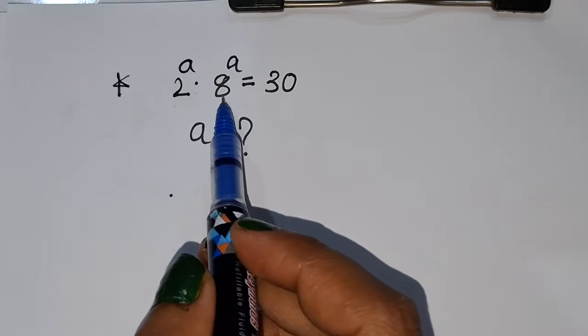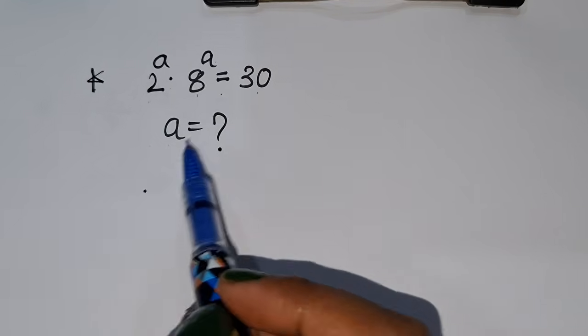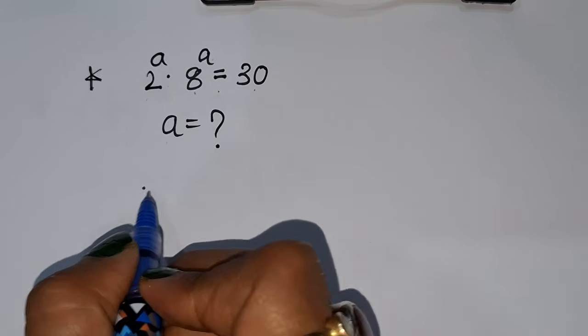2 power a times 8 power a is equal to 30. So here we have to find out the value of a. How we can find out the value of a? Let's see the solution.